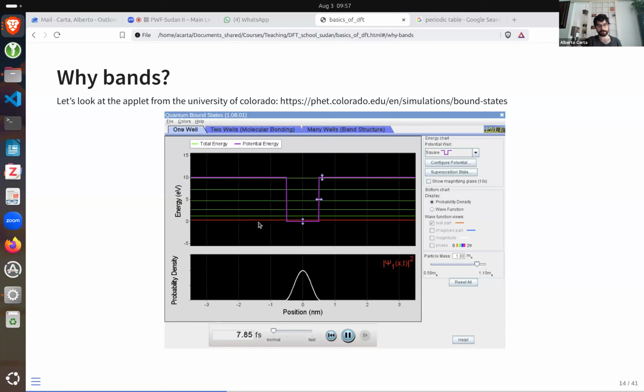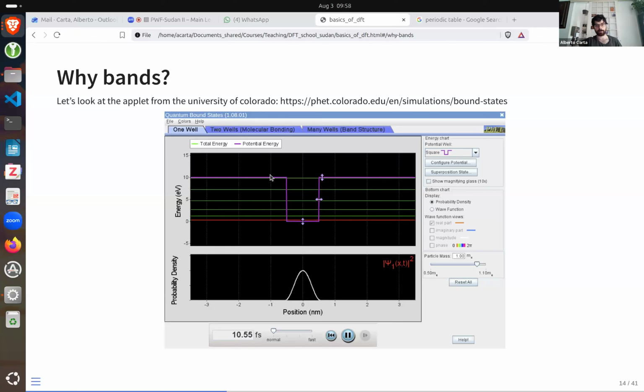Remember, we have a bunch of quantized states here. And the question, when I ask what will happen, is how many of these states do you think we will have once we start adding more wells? When we start adding more wells, more potential, more drops in the potential energy.